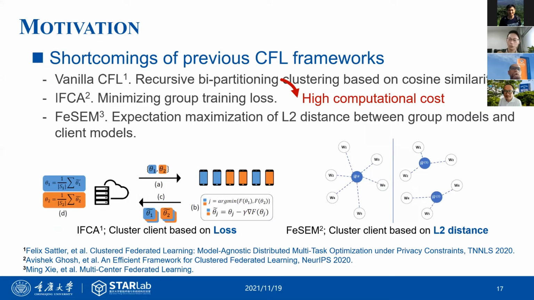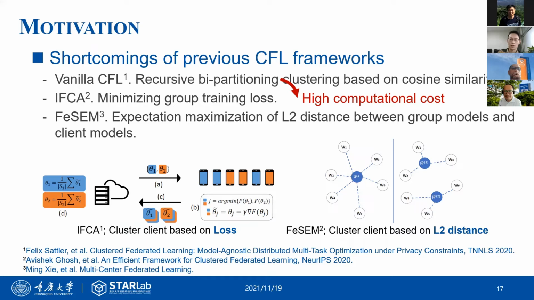Then I will show the motivation of our work. Previous clustered federated learning frameworks have various shortcomings. For example, the vanilla clustered federated learning uses a recursive bipartitioning clustering strategy, which has a high computational cost. IFCA clusters clients based on the loss value evaluated on grouped models. However, to accomplish the evaluation, the server needs to broadcast all grouped models round by round, so the communication is inefficient.